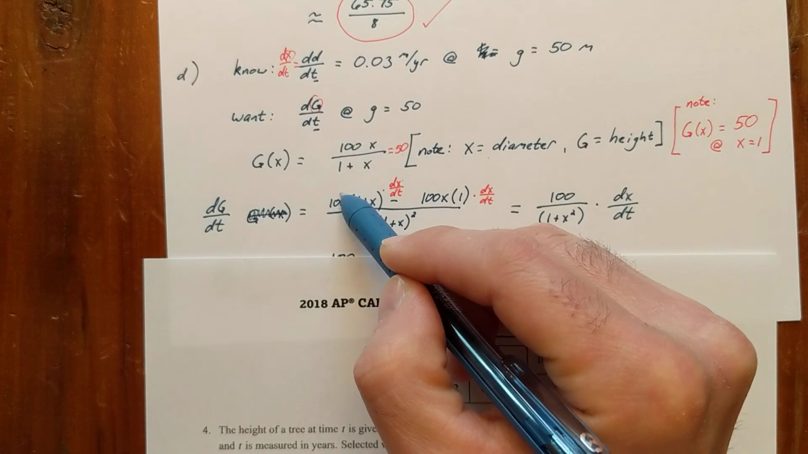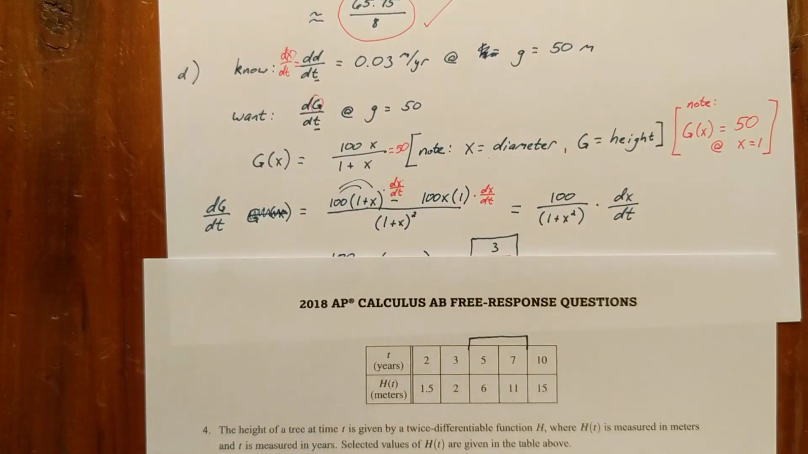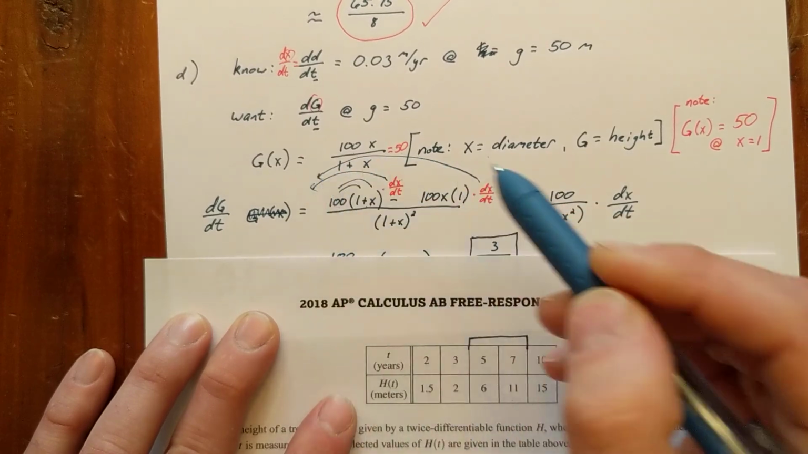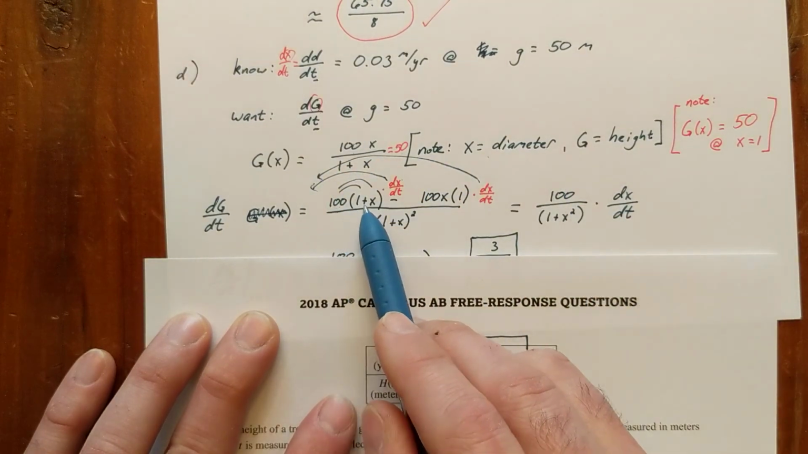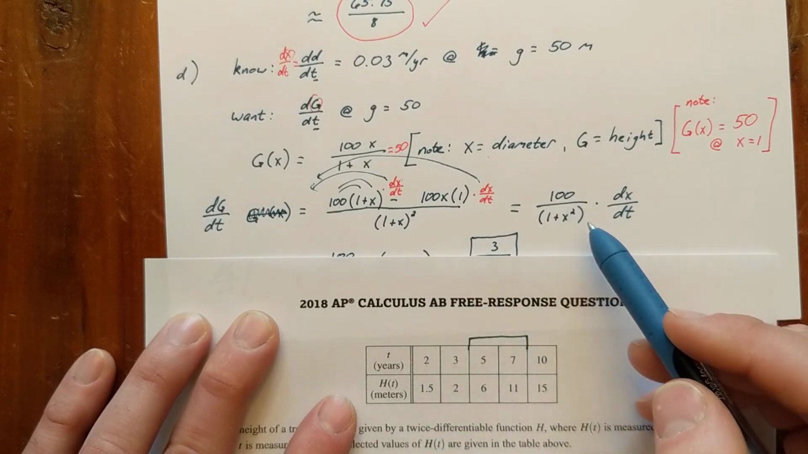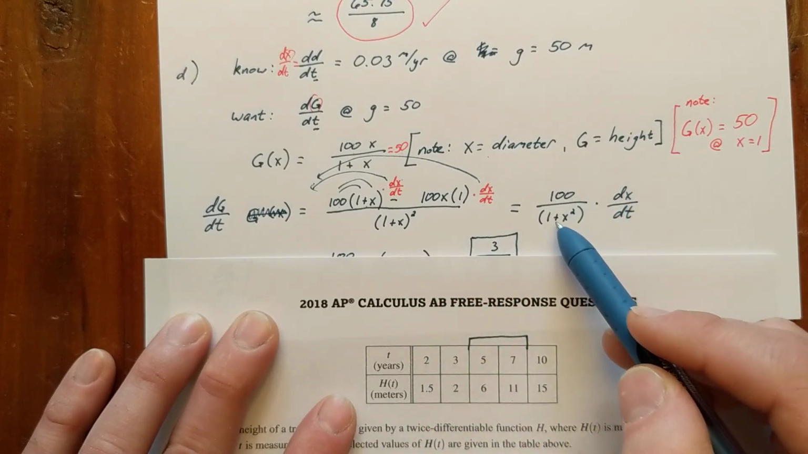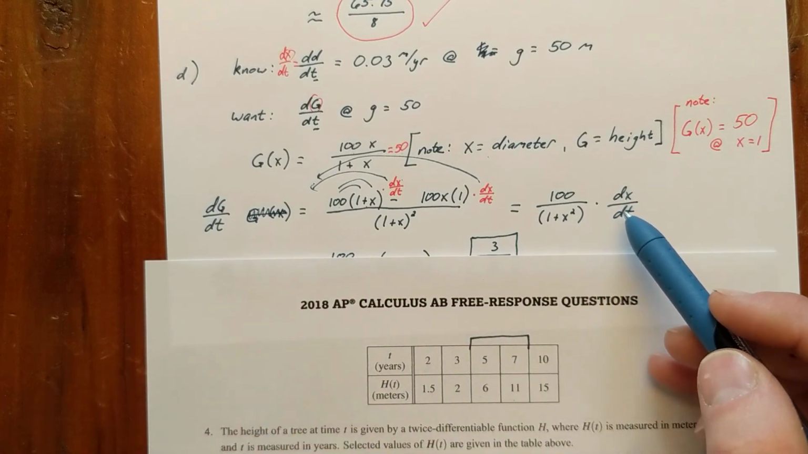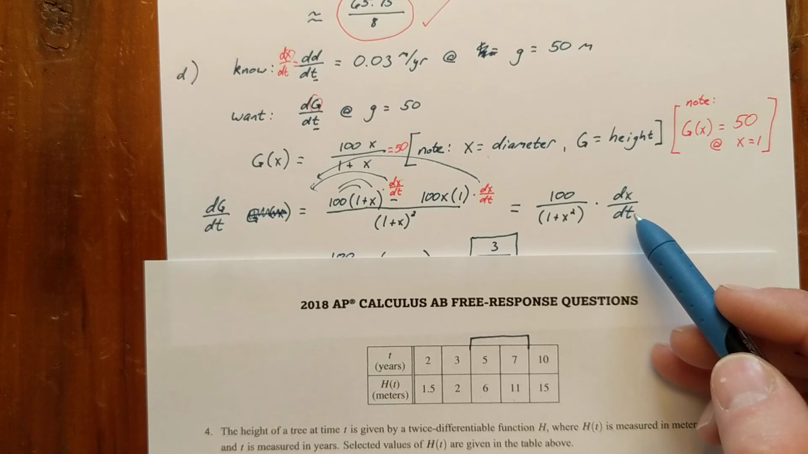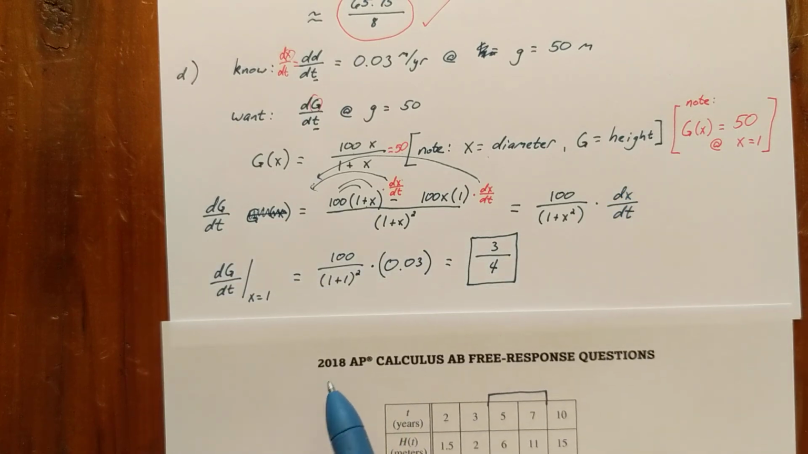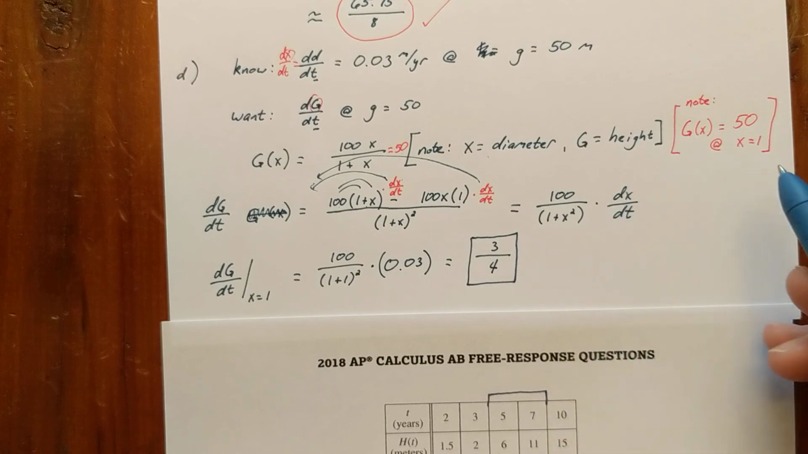Cleaning this up just a little bit, if you were to distribute that 100 in there, and then I pulled the dx/dt out in front of all this, you get 100 plus 100x minus 100x. So those 100x's cancel, and we get 100 over 1 plus x squared, and then the dx/dt gets factored out, and that can go either in front or behind. All right, so that's where we're at now for dg/dt.